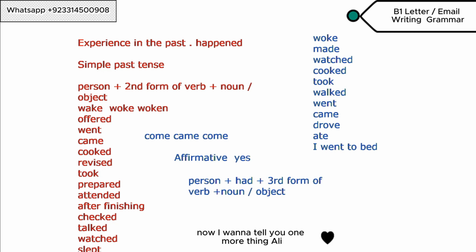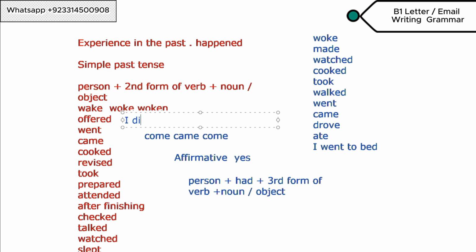Now, I want to tell you one more thing, Ali. You also need to learn the negatives. We are right now saying yes. So what is the negative? I offered prayer. What is the negative? I did not. After did not, what will you write?